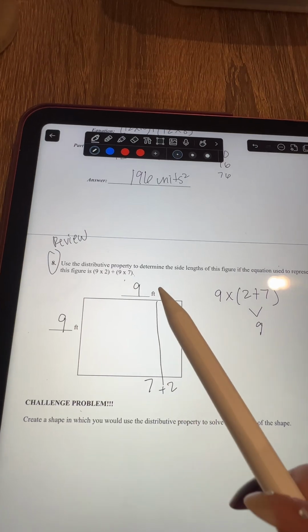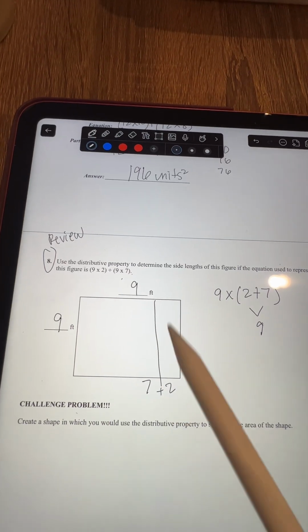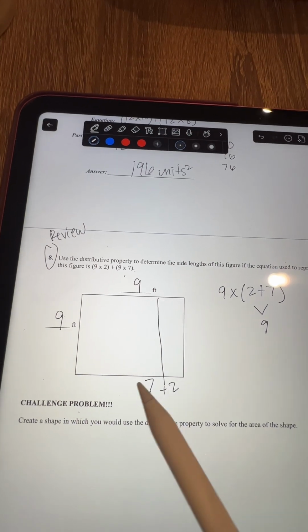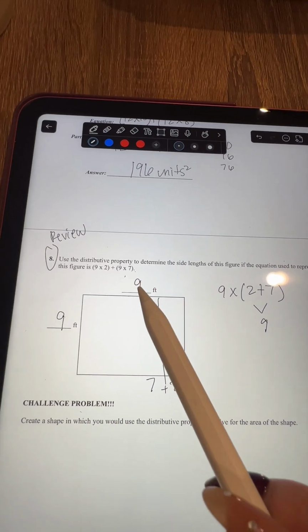So then I drew a visual here to show that I'm breaking down both of the side lengths of top and bottom into 7 and 2, and when you add them back together you get 9.